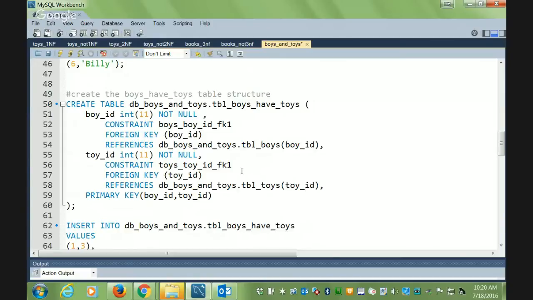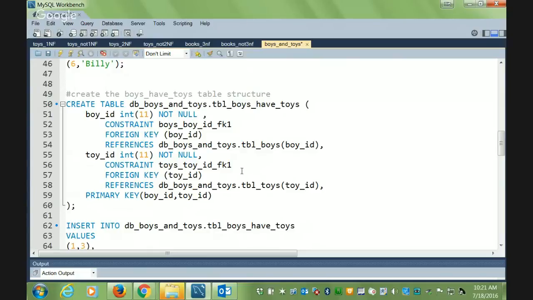It sits in the middle. You have boys, you have toys. How are they related? With this table. So this table is very important in its own existence. Though you see, it doesn't have any information, it has very important information. Which boy has which toy is picked up from this table.